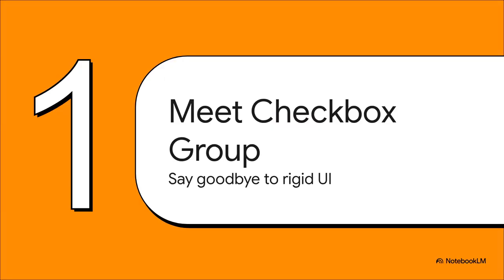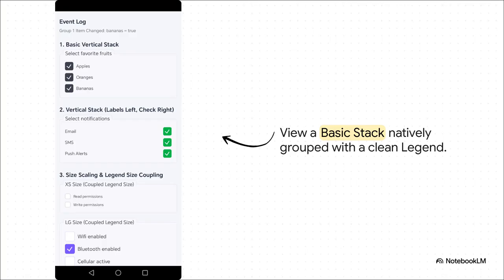All right, Section 1, Meet Daisy Checkbox Group. Time to say goodbye to rigid UI. Usually dealing with native checkboxes means you're building custom layouts, right? You're spending hours nesting panels just to get a basic grouped list. It's a classic development headache. But notice how this component natively groups items, like apples, oranges, and bananas, under a clean legend property naturally. You get this fantastic field set box, the legend breaks the borderline perfectly, and the best part, it's all handled by a single view.